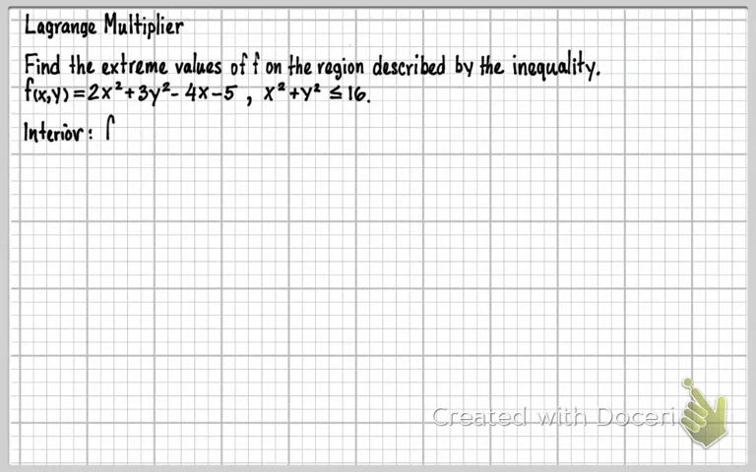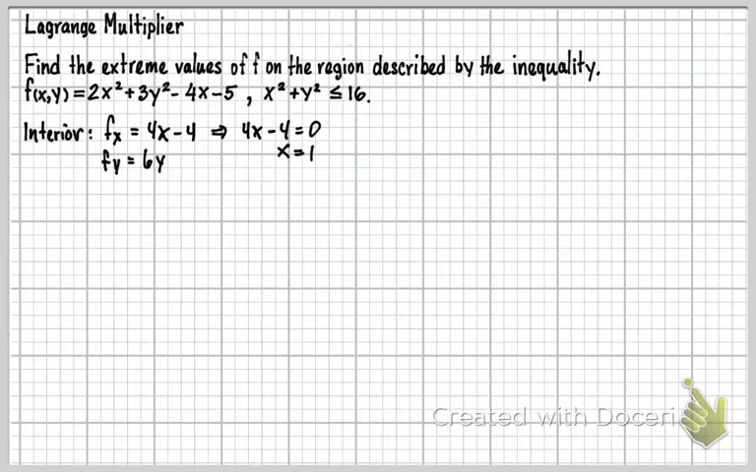So fx is 4x minus 4, and then fy is going to equal 6y, and that's it. Now we want where these equal 0. So we're looking for 4x minus 4 equals 0. If I solve this for x, I move the 4 over and divide by 4. My x is going to equal 1.